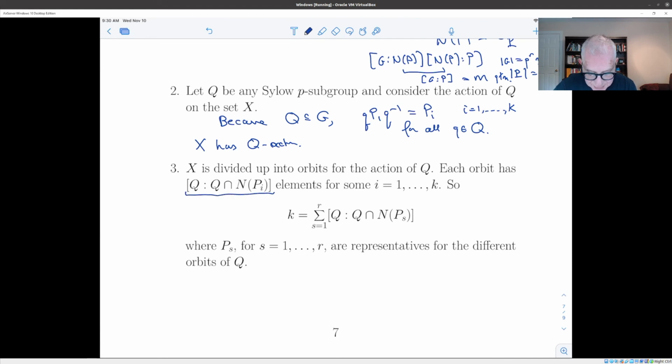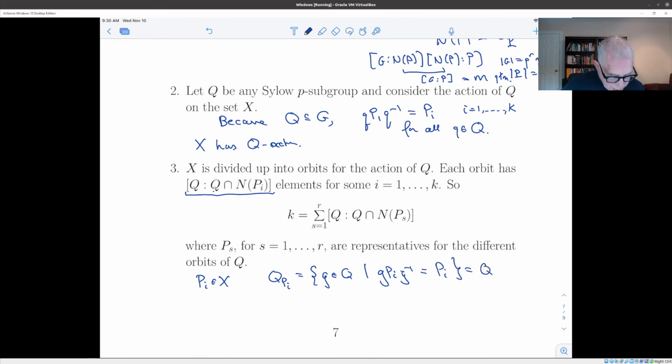this many elements. So if Pi is one of the elements of our set X, then the stabilizer Q_Pi, which is the set of g in Q such that g Pi g inverse equals Pi, is the same thing as Q intersect the normalizer of Pi, because the condition is, on the one hand, you have to be in the normalizer of Pi, and on the other hand, you have to be in Q. So those two things together give us this. And we know that the orbit is in bijection with the cosets of the stabilizer. And so we know that each orbit has this many elements.